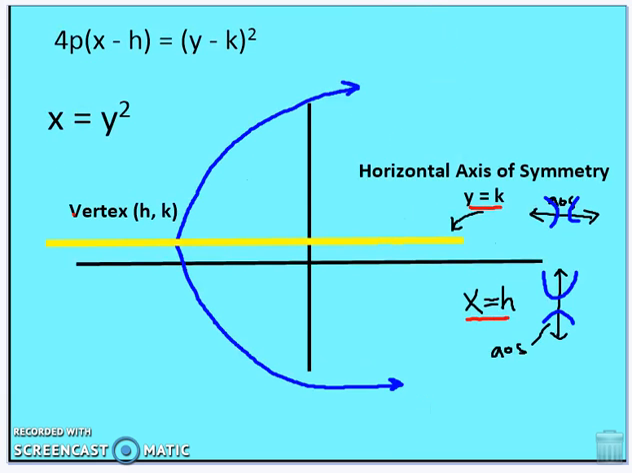Standard form for a parabola that opens right or left, x is equal to y squared is the parent function. 4p times x minus h is equal to y minus k squared. So the only thing that we've done is we've moved x minus h from being squared to having an exponent of 1, and y minus k now is a squared value. k still remains with y, h still remains with x, p is still the p-value.